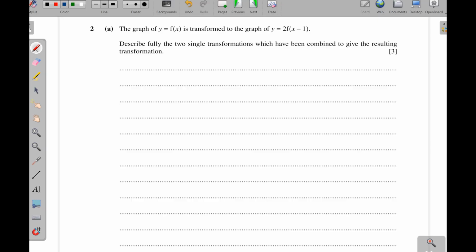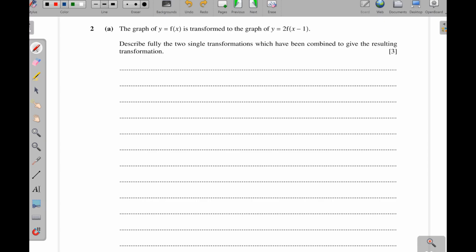Question 2 is coming from transformations of functions. Part A, the graph of y is equal to f of x is transformed to the graph of y is equal to 2 of f of x minus 1. Describe fully the two single transformations which have been combined to give the resulting transformation. Now, let me take you to something here.